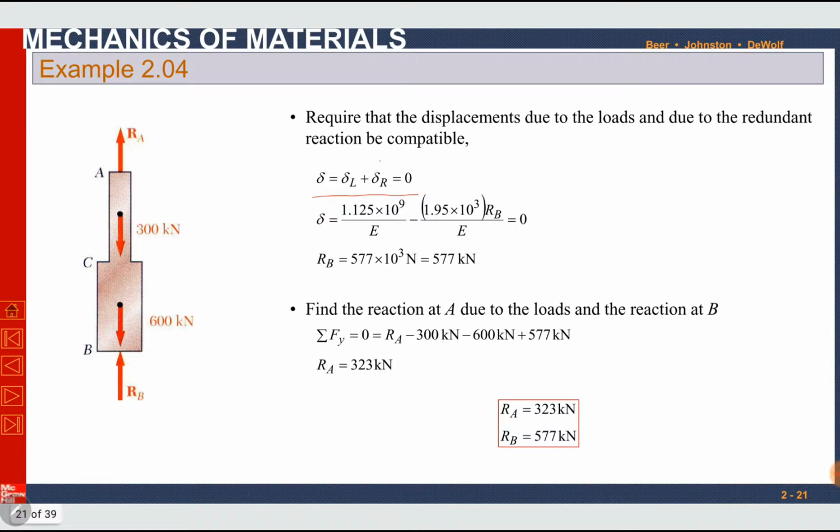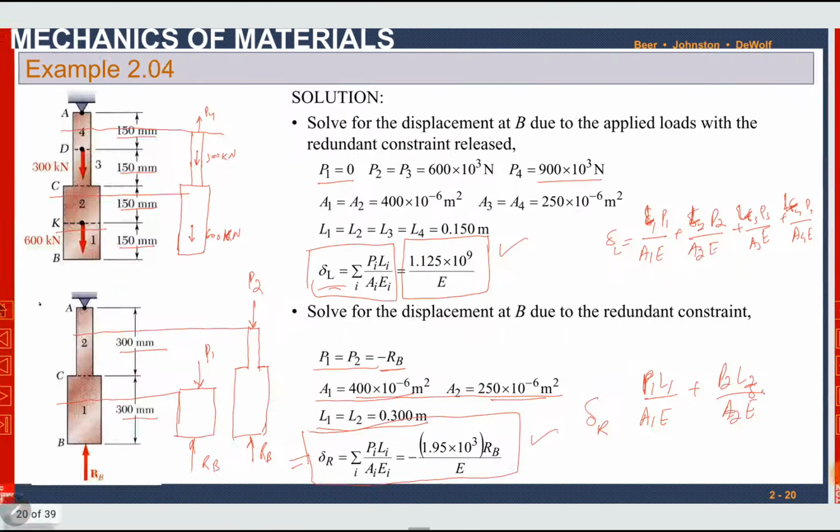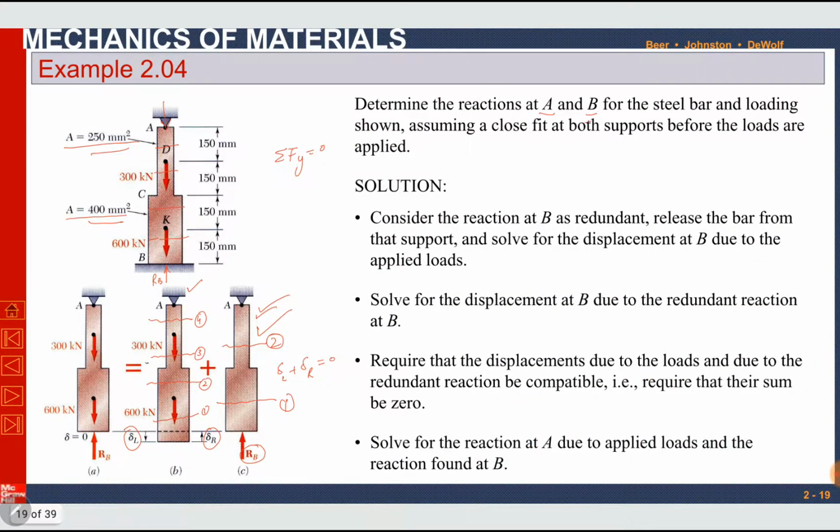In this expression, RB is unknown. E can be omitted because anything divided by E is equal to 0, E cannot be 0 actually, or it cannot be infinity. So the remaining part is 0. We can take E common from here and the remaining part will be equal to 0. So we can find RB is equal to 577 kilonewtons. We will also find reaction forces at B and A. So we have already found the reaction force at B.